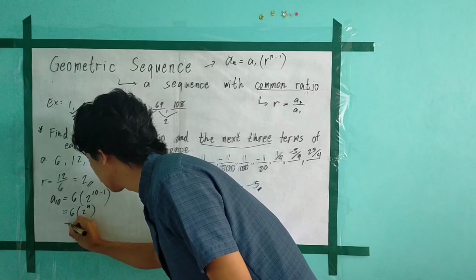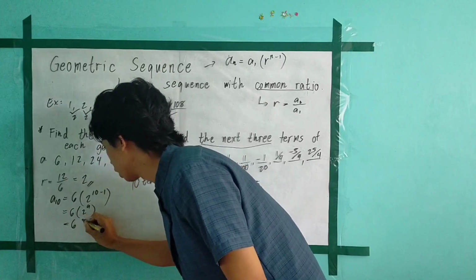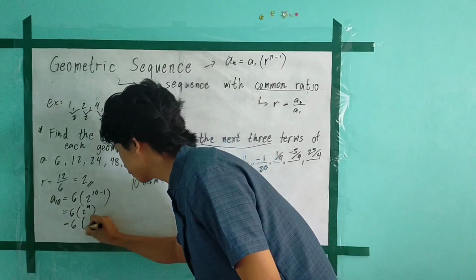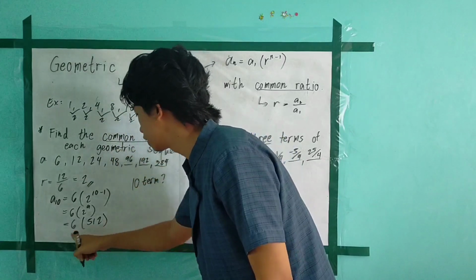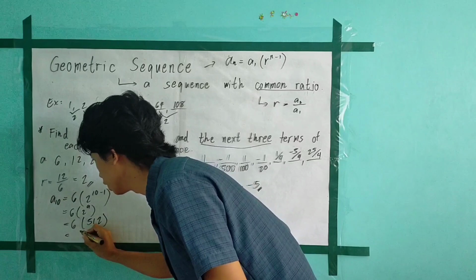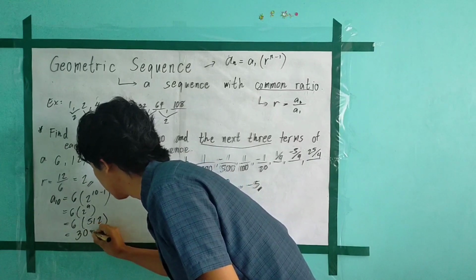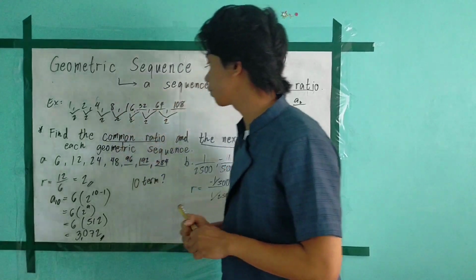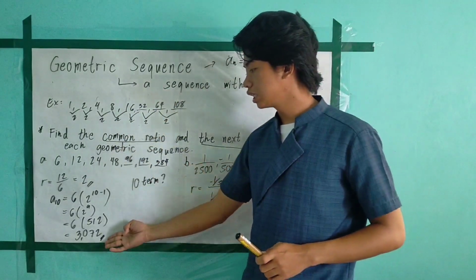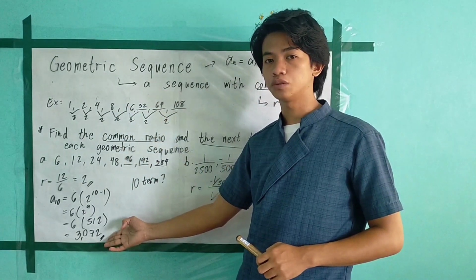Okay, what is 2 raised to 9? We have 512. Then 6 multiplied by 512, we have 3,072. So the 10th term of this given sequence is 3,072.